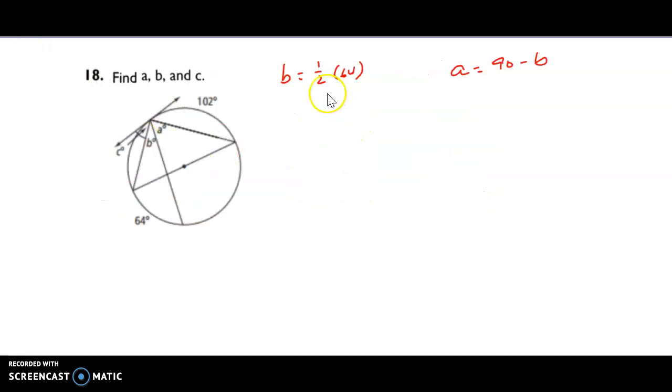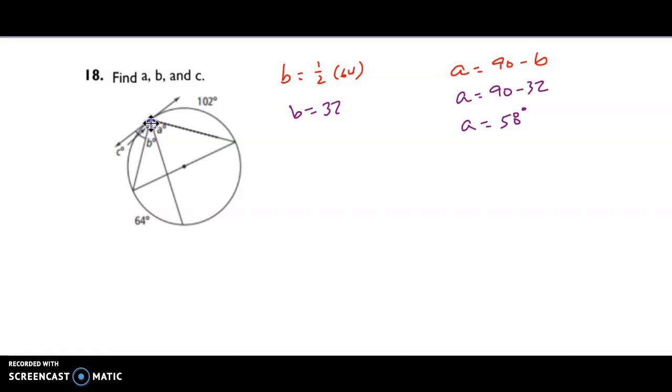For number 18, for this problem, angle B here, this is the inscribed angle, and here's the intercepted arc, 64. So B is going to be half of that, that's going to be 32. And again, if you look at A and B together, that's going to be 90 degrees because the semicircle is the intercepted arc. And so if B is 32, then A is going to be 90 minus 32, and so A is equal to 58.